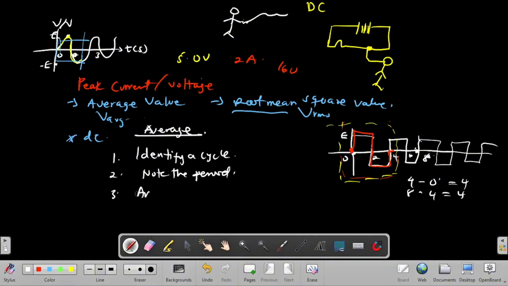We find the area of the cycle. And after finding the area of the cycle, we simply divide the area over the period, as simple as that. So this gives us the average value. So average value is simply the area of a cycle over the period of a cycle. So take note of that.